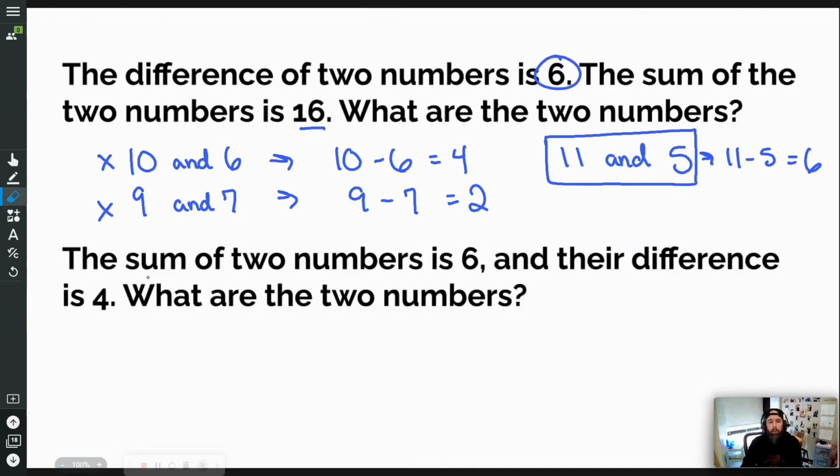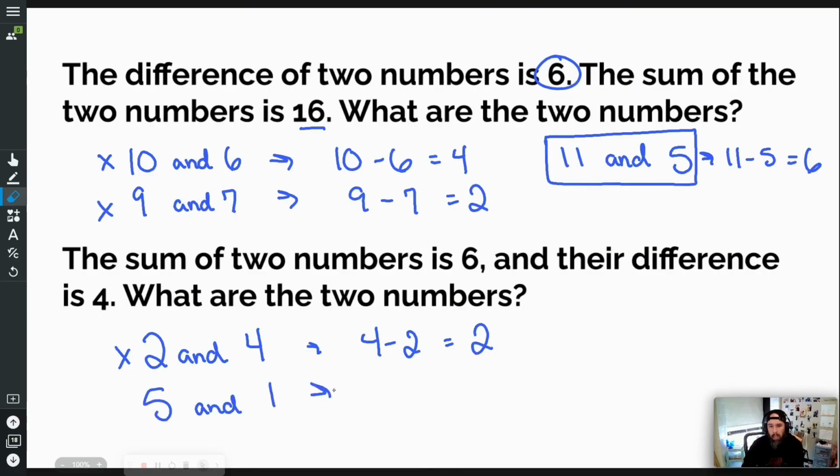All right. The sum of two numbers is 6, and their difference is 4. So what are the two numbers? Well, let's think of two numbers that add up to 6. How about 2 and 4? What do I want? I want to subtract them to get 4. So 4 minus 2 is 2. So nope, I was off. So how about 5 and 1? That adds up to 6. And 5 minus 1 is 4. So 5 and 1 is going to be my guy.